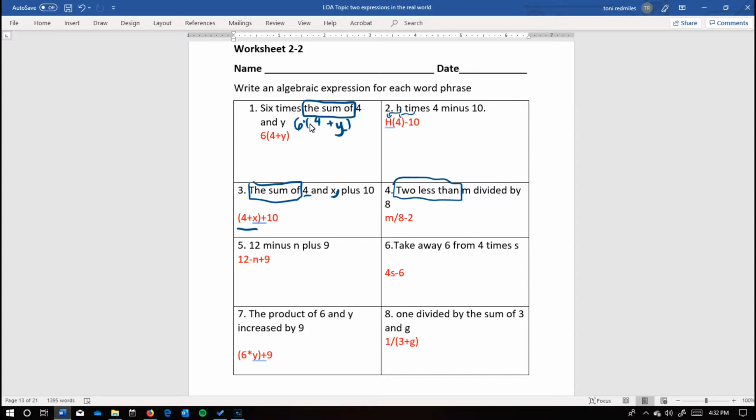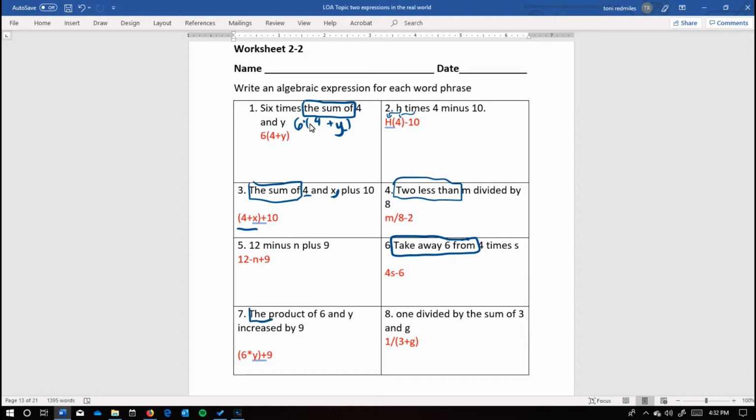There are a couple straightforwards in this one. Take away 6 from. So we have another prepositional phrase or a turnabout phrase. Again, I can ask myself a question. Take away 6 from, well, from what? That means it goes to the end. 4 times s. So 4 times s, I can write them together because that also means multiplication, and then I got to take away 6.